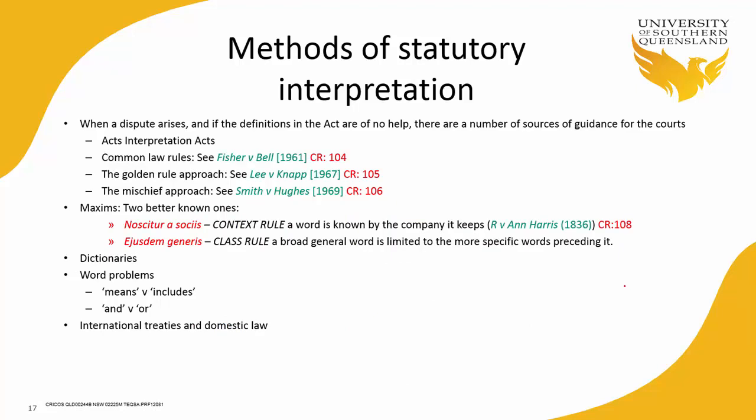So we have looked at the context and the class rules, and there are also other things that we look at in relation to dictionaries. For example, there is a dictionary example on page 108, the Macquarie Dictionary, and of course also word problems in relation to means versus includes and 'and' versus 'or'. Again, I'll leave that for you to have a look at in relation to the differences between these words and how they impact on your interpretation of statutes.